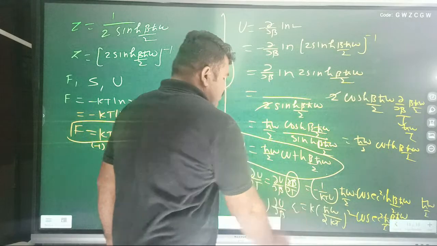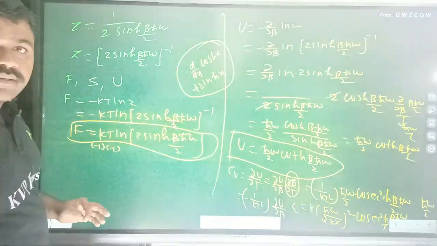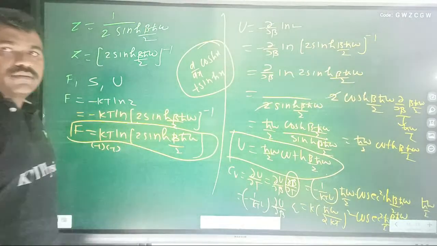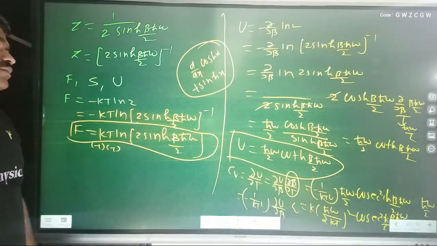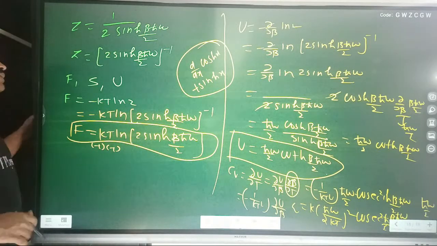What is the specific heat for this case? Specific heat for the linear harmonic oscillator is equal to K times (ħω/2KT) whole square times cosech square of βħω/2.